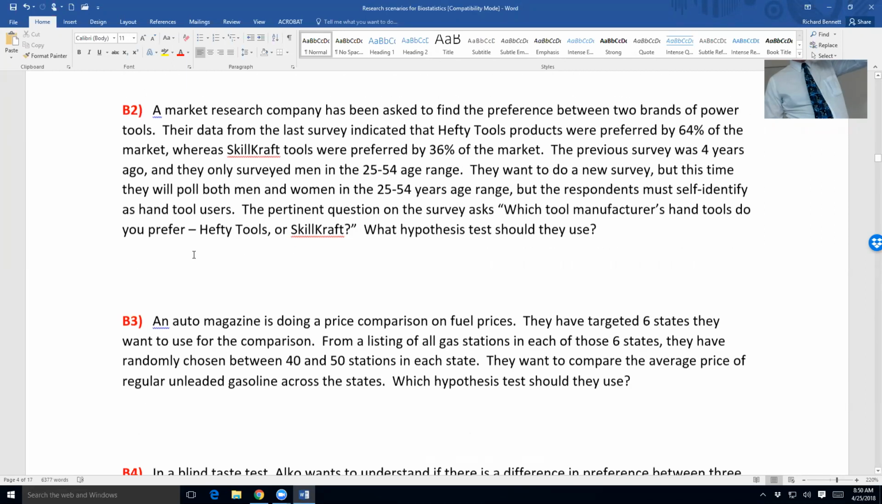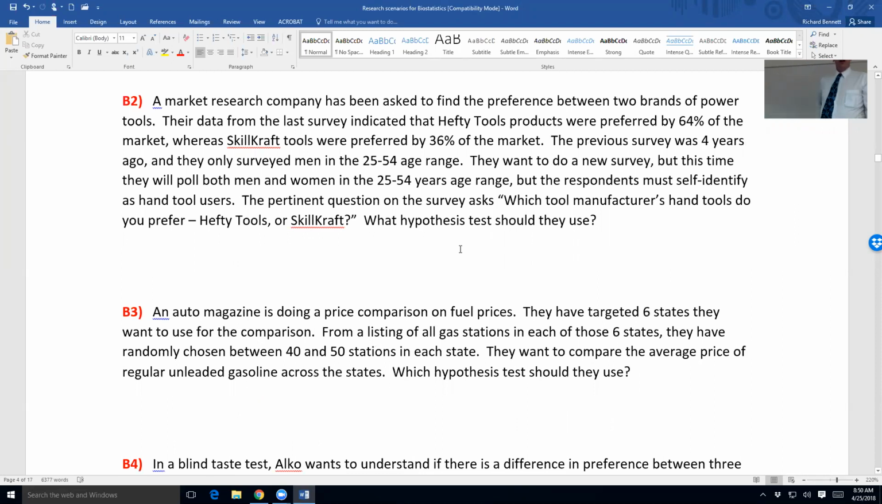Okay. All right, we'll speed through these. Market research companies have been asked to find the preference between 2 brands of power tools. Their data from the last survey indicated Hefty was preferred by 64, where Skillcraft was 36. The previous survey 4 years ago only surveyed men 25 to 54. They want to do a new survey, but this time they want to pull both men and women in that same age range. They must self-identify as hand tool users. The pertinent question asks, which manufacturer's hand tools do you prefer, Hefty or Skillcraft? Which hypothesis test should they use? Oh, are we out of time? Okay, we'll finish on this one.